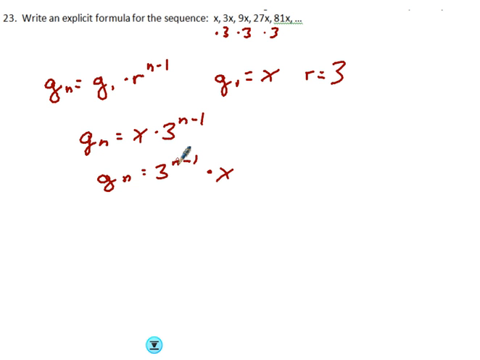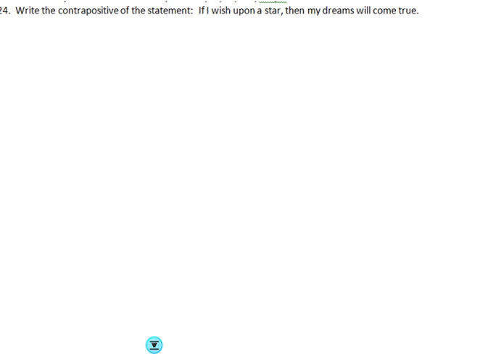How about the third term? 3 to the 3 minus 1, 3 minus 1 is 2. Now 3 squared is 9, 9 times x is 9x, and that's the third term that you want. So it'll hold true for 27 and 81 as well. So that's what we're looking for. Let's go on to number 24.